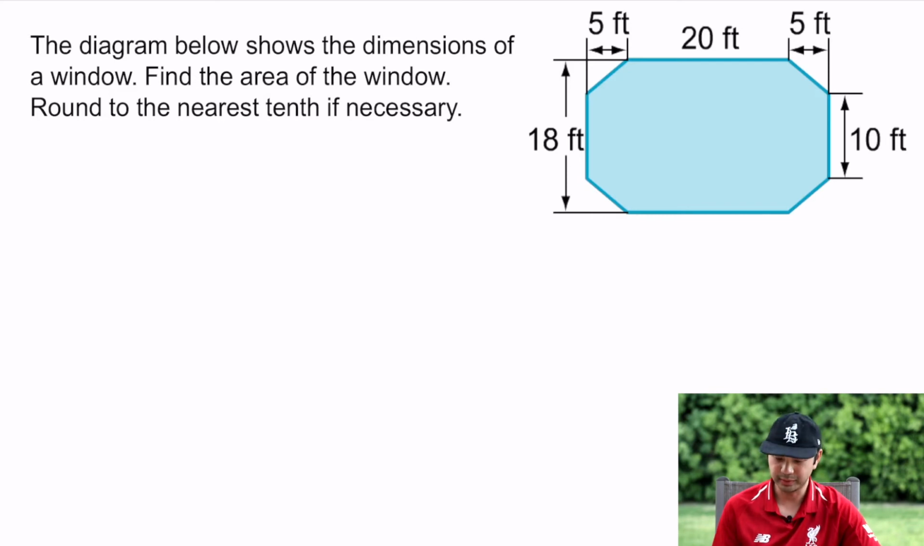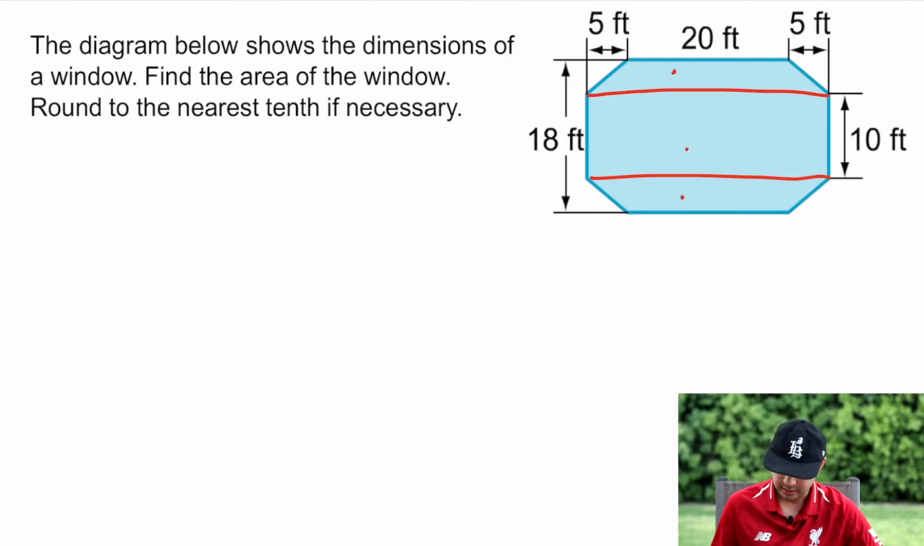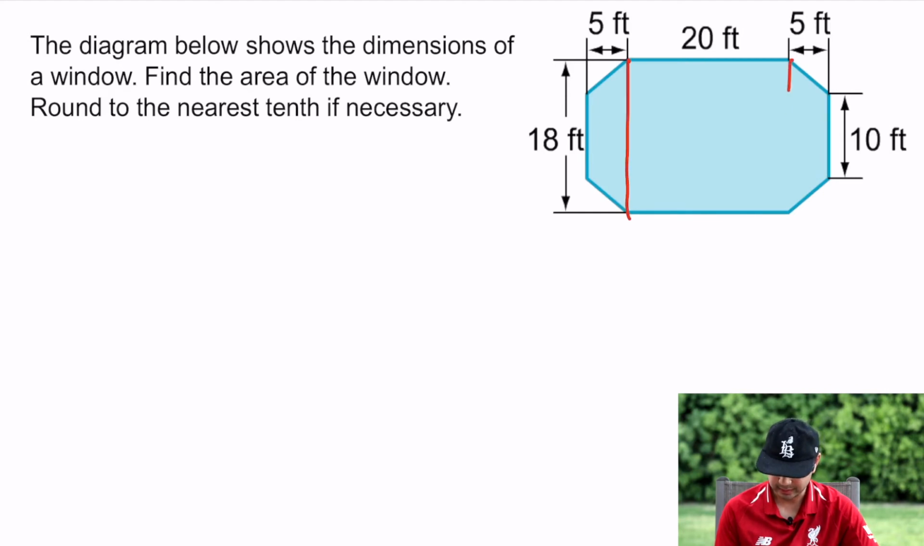So one way to do it is split up into this trapezoid, and this rectangle. And those trapezoids look like they should be equal. Yep, they're equal. So that's one way of doing it. Another way of doing it is splitting up this way. Kind of the same idea. You have this trapezoid, and then you have this rectangle here.